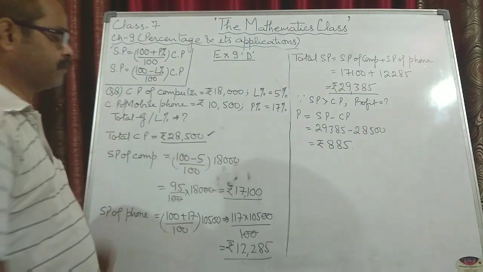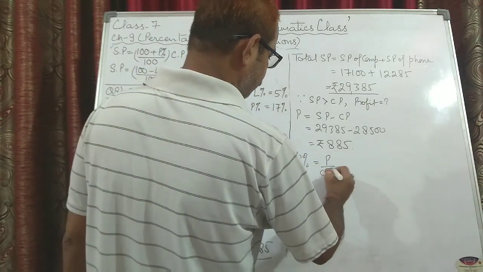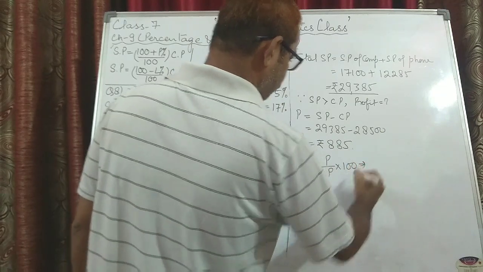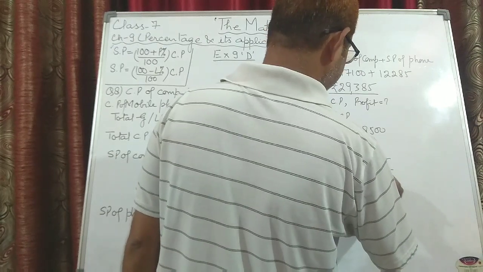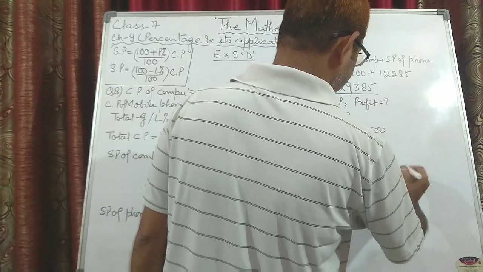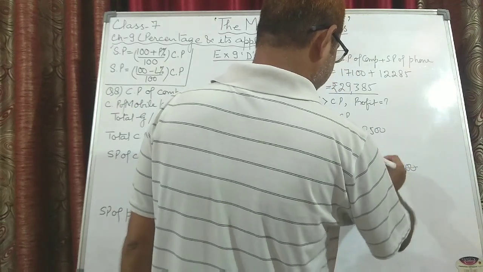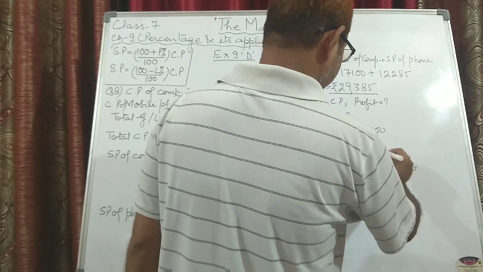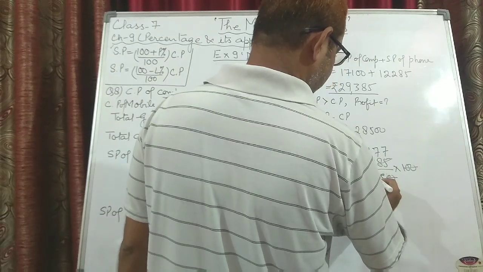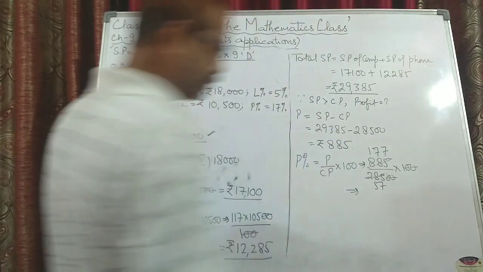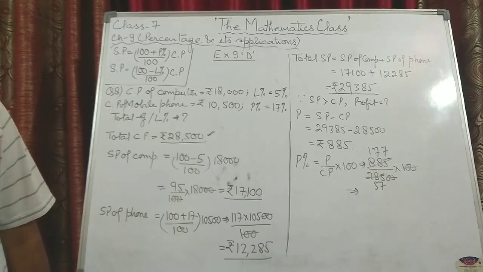We have to find the profit percent. We know profit percent can be calculated as profit upon CP into 100. Profit is how much? 885. CP is 28,500 on the total transaction into 100. 00 cancelled. 5 ones are 5, 5 sevens are 35, and 5 sevens are 35. 5 5s are 25 and 35 is left, 5 sevens are 35. So it means 177 divided by 57.